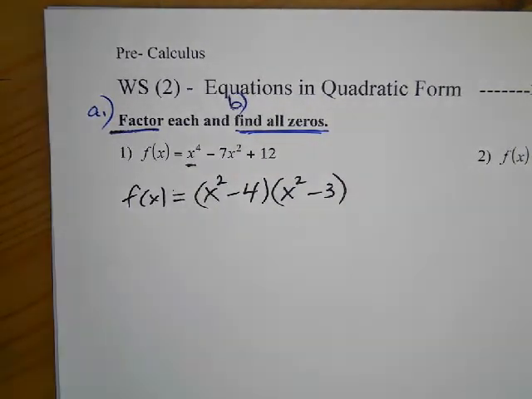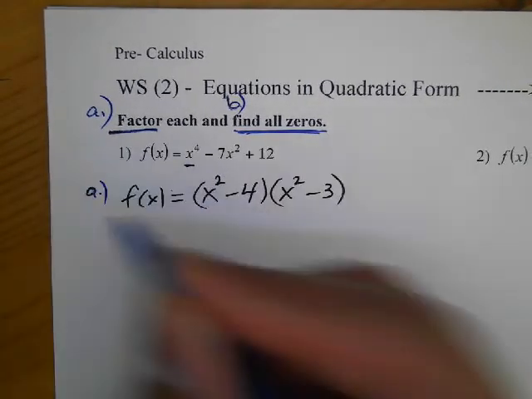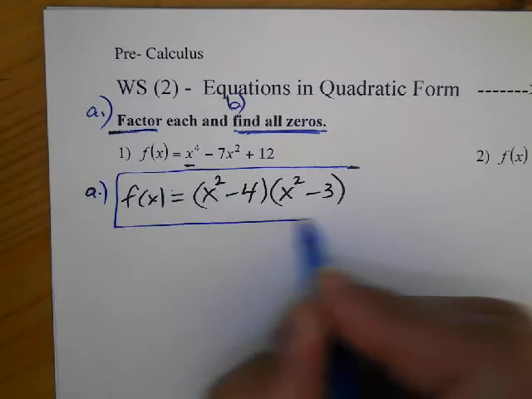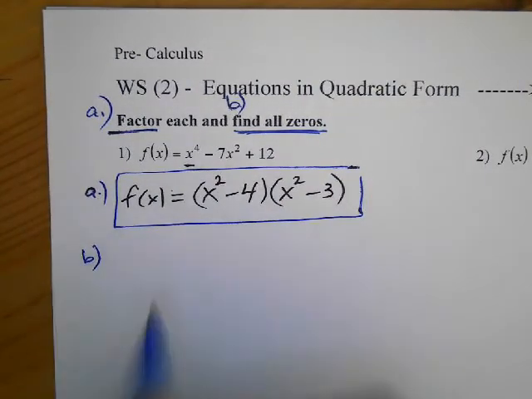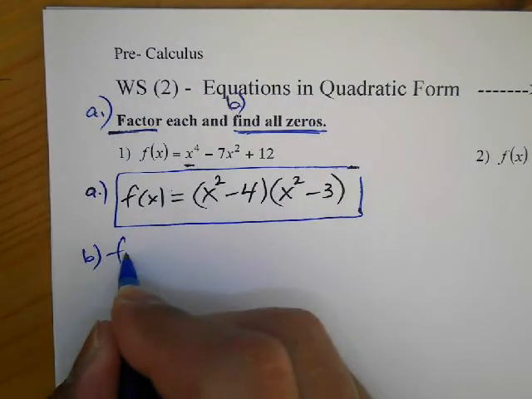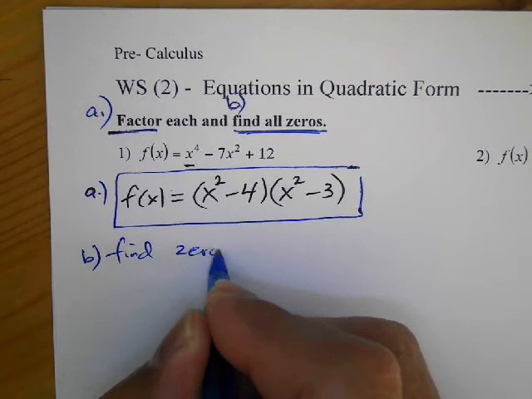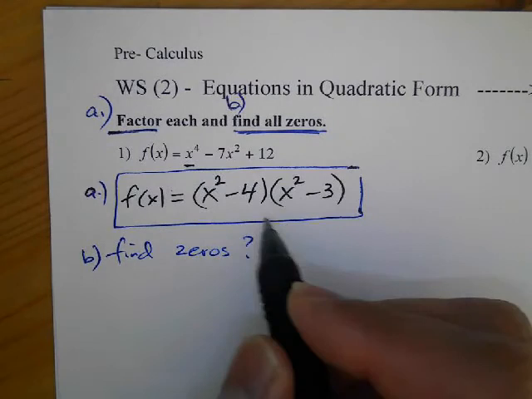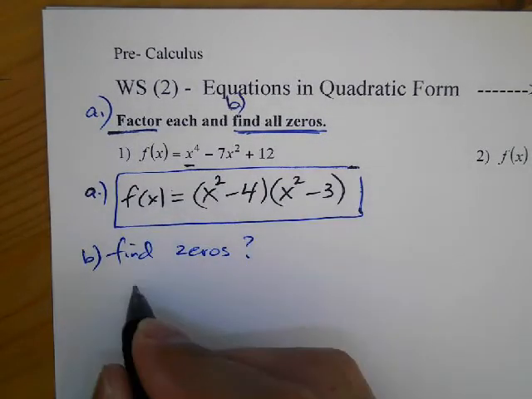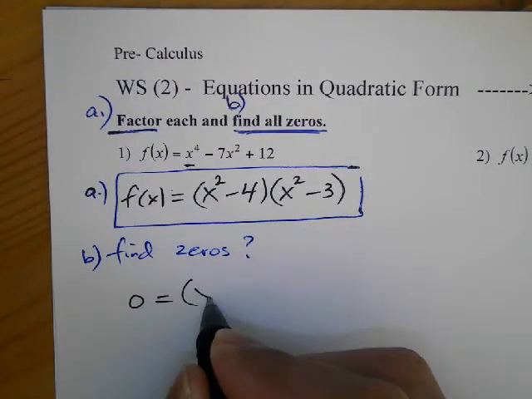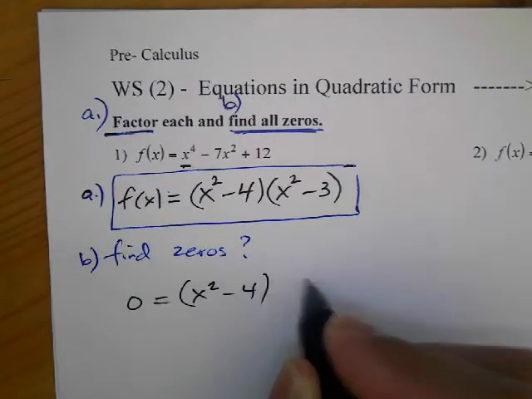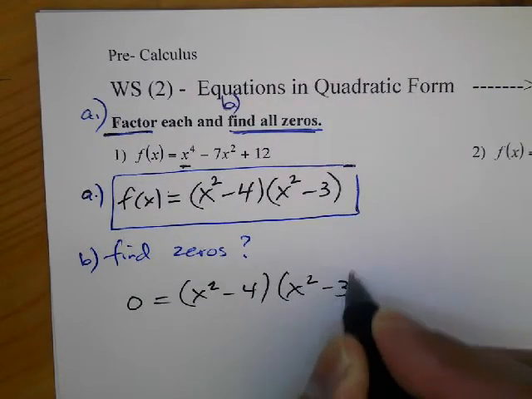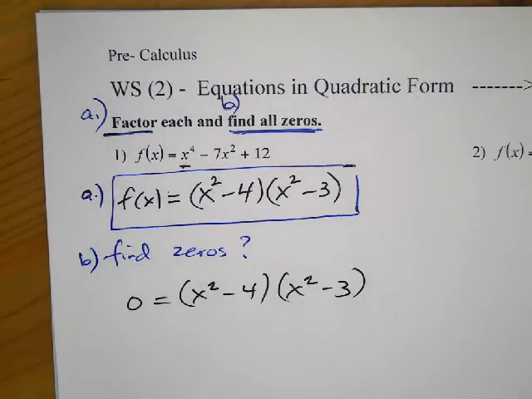So this is part A. You did part A where it says to factor it. This is the answer for part A. You wrote it in factored form. Now, part B, to find all zeros, just like the previous assignment. To find the zeros, you let this equal 0: 0 is equal to (x squared minus 4)(x squared minus 3).